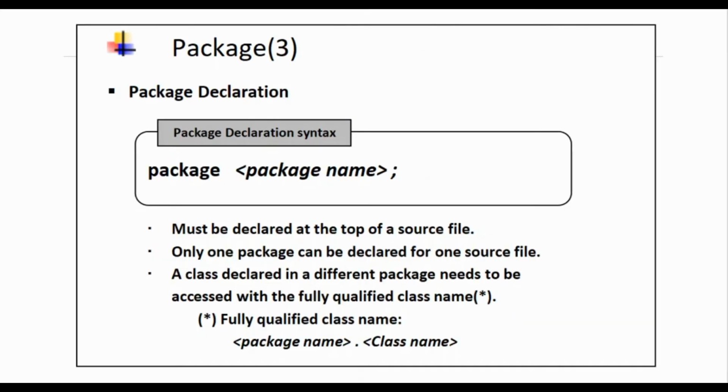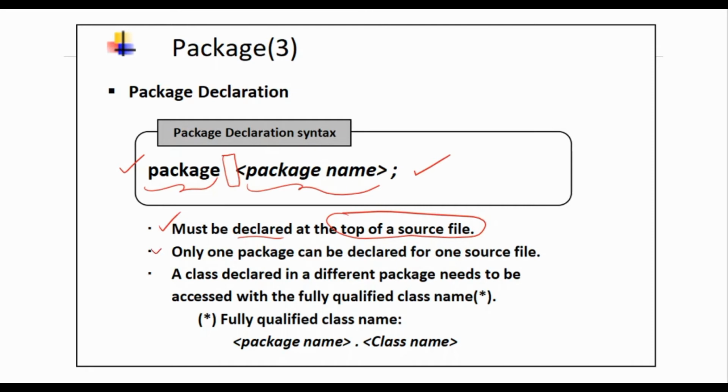Whenever you store a Java class inside a package except the default package, you need to declare the package name in the source file of the Java class. So what is the syntax for a package declaration statement? It is first the keyword package followed by one or more spaces, but normally just one space, and then followed by the package name. And this package declaration statement must be declared at the top of the source file.